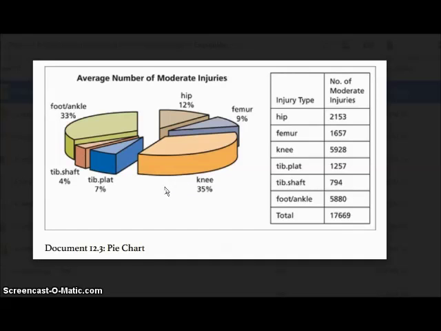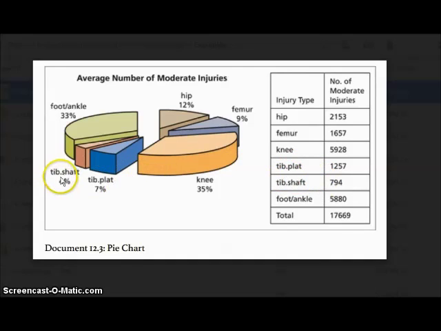Also having the pieces separated like this is not very helpful. Like this white space here is just creating unnecessary dissonance in the chart. Again, this table is just repeating the same data again, so it's just being redundant.